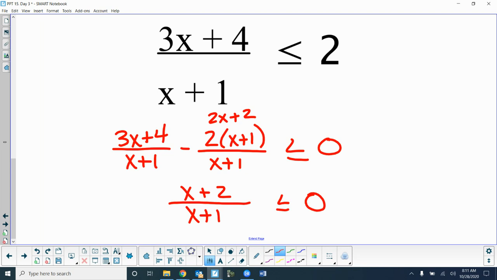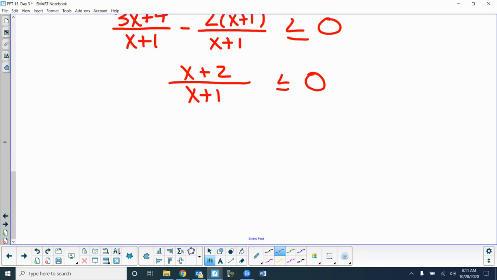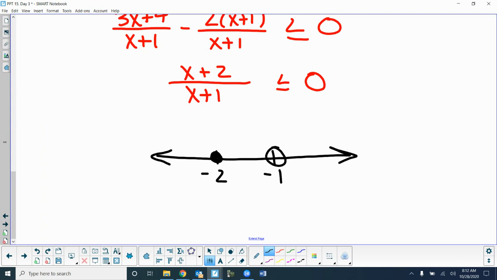Okay. So then what are my 2 values, Matt? -2 and -1. Yeah, -2 and -1. Okay. Which one's got the circle? The -1. Remember, the denominator always is the circle, even though we had equal to that. If the equal to is not there, they're both circles, right? But for the top, it's okay to be 0, equal to 0, so that's the solid dot.